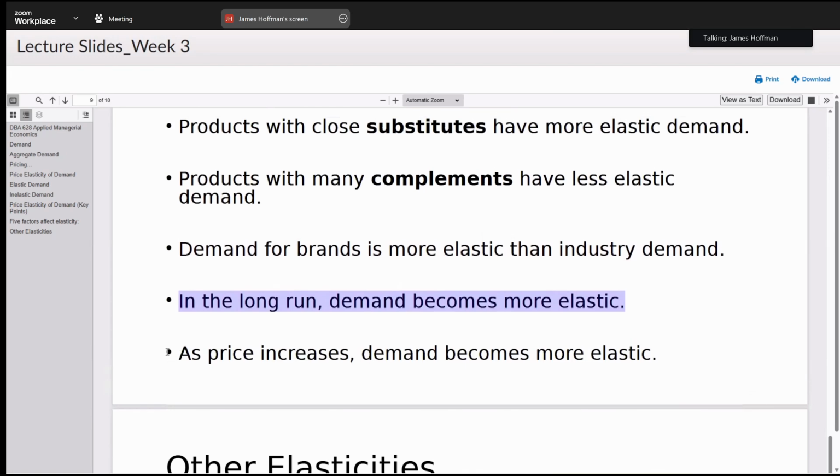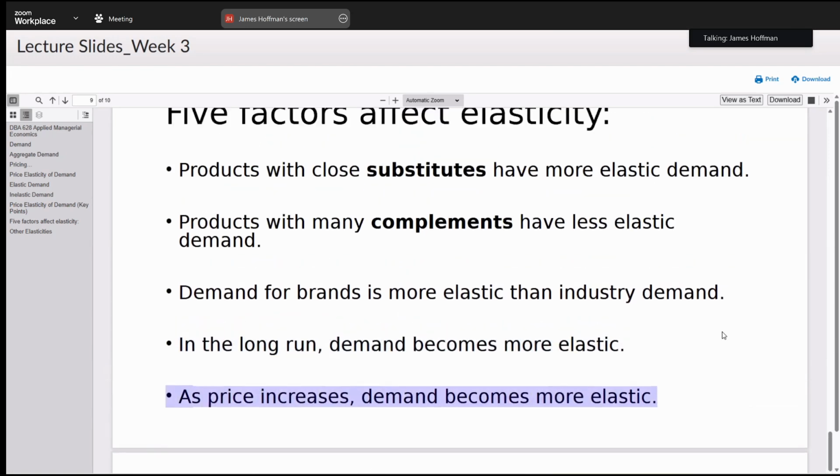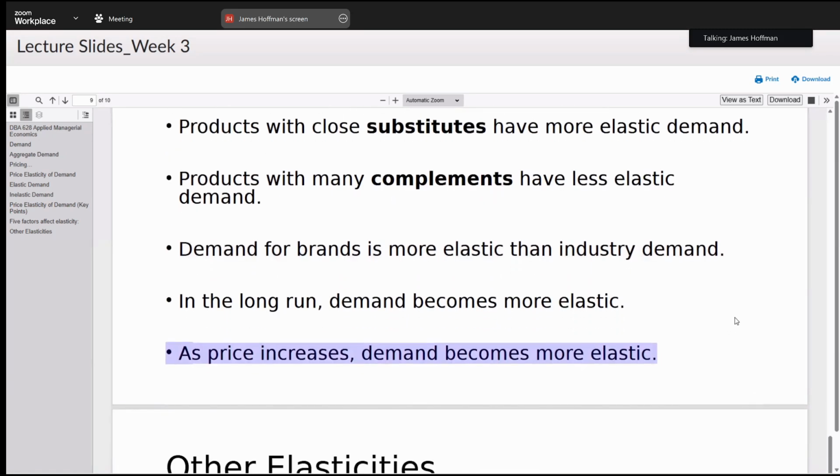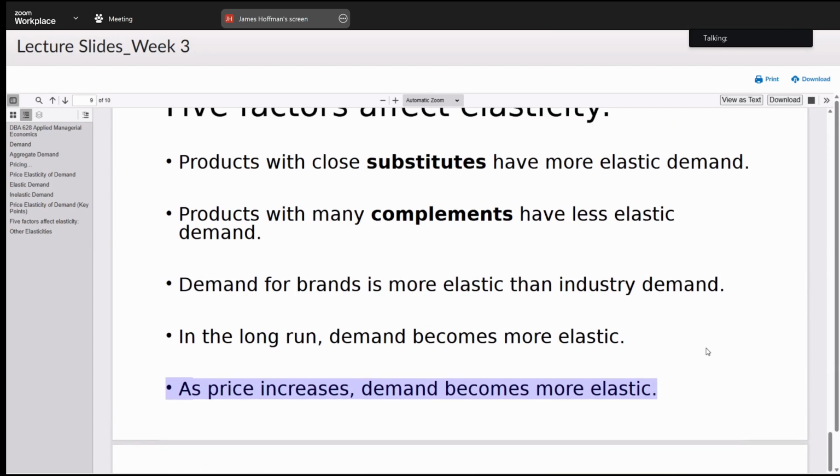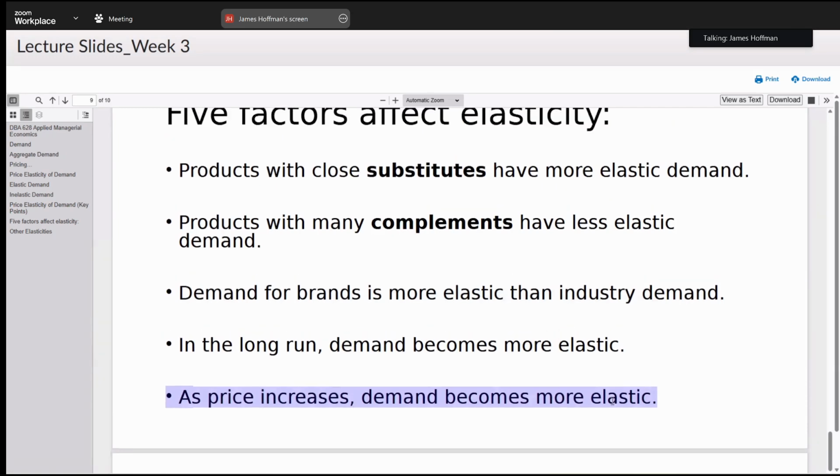And then the last one, as price increases, demand becomes more elastic. That's just a math thing. As we look at the graph, we know that as you go up the demand curve, even for gasoline, demand became more elastic. The same can be true in reverse: as price decreases, demand becomes more inelastic.